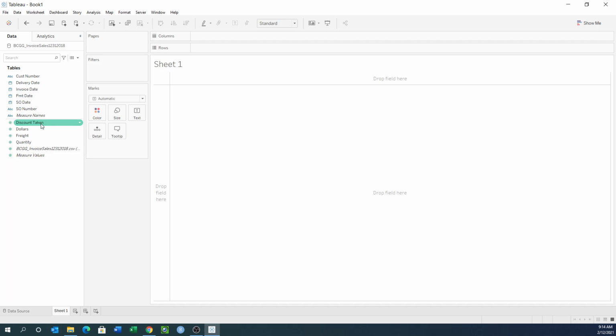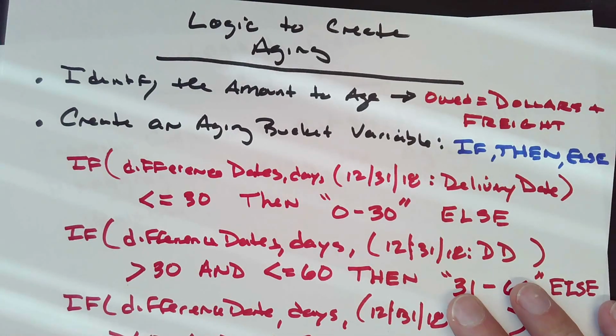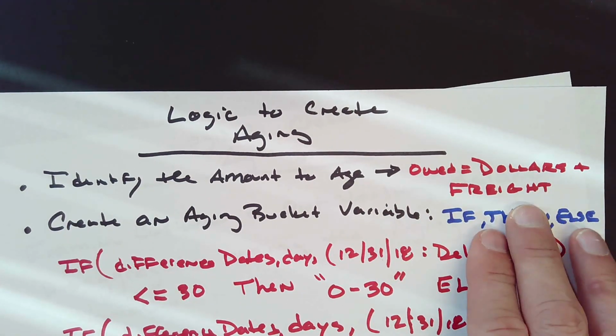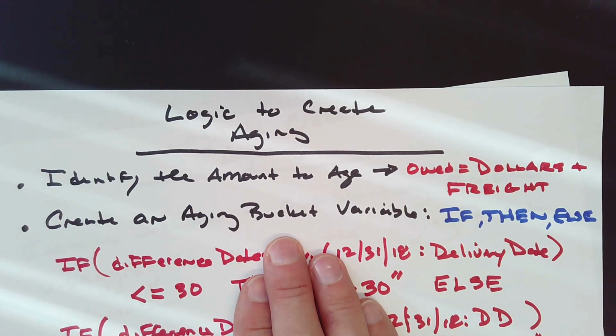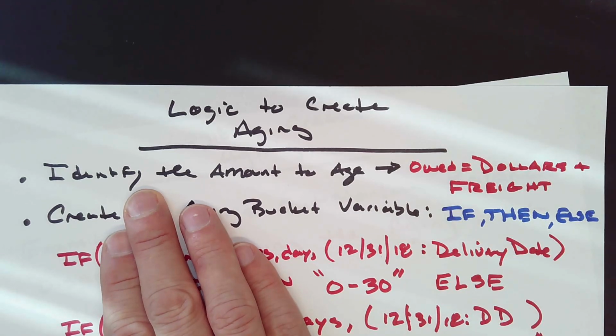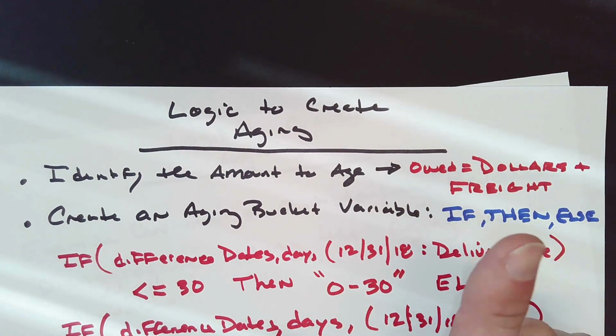So we know from our logic that we've got to create a couple of new variables, right? We've got to create this owed amount, which is dollars plus freight, and then we've got to create this aging bucket. Well, in this video, what we're going to do is first we're going to create this variable just to show how to do that.